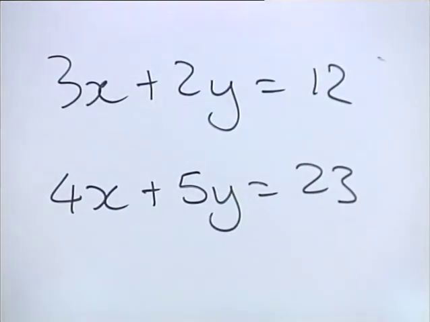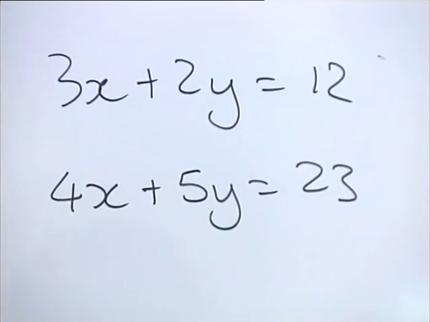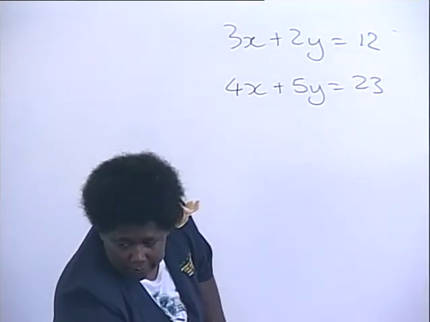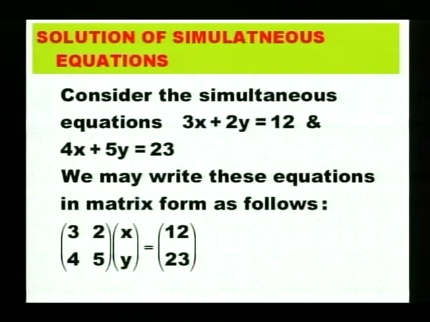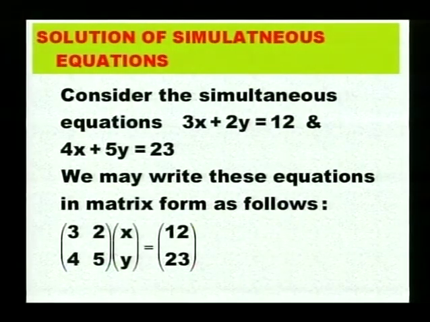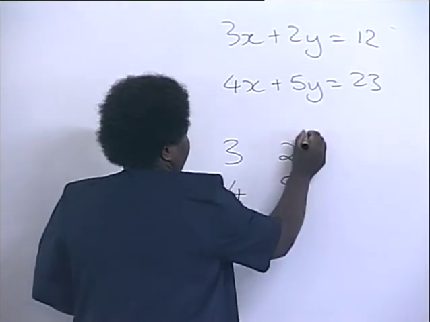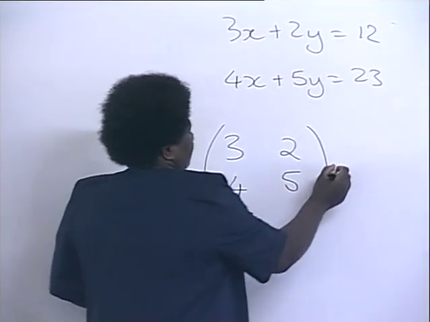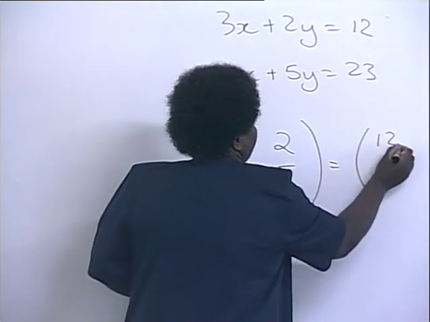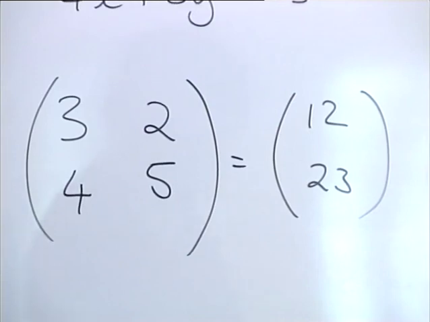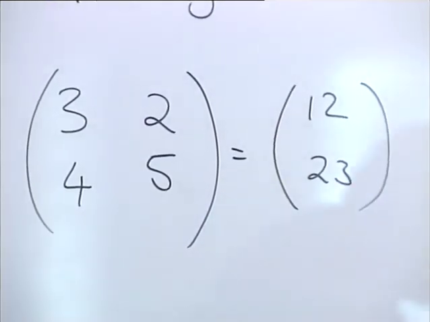So in the first set, we just use the coefficients. So 3 and 2, they are the coefficients of the first equation. So 3 and 2, so long as you take note of that. 3 and 2, 4 and 5 equals 12, 23. Sorry, forgot to multiply by x and y.